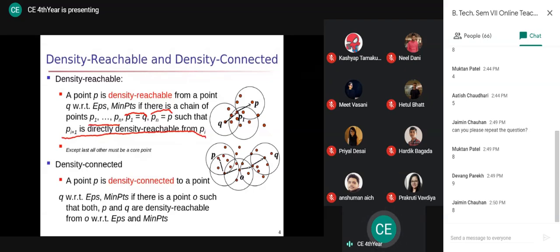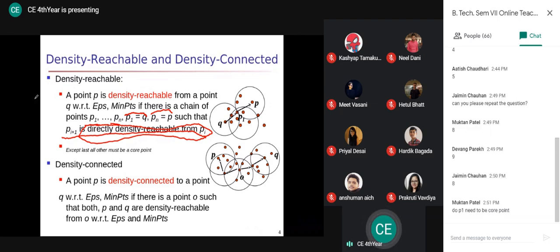Why? Due to this last line, which says that P of i plus 1 must be directly density reachable from Pi. And we know that directly density reachable applies whenever it's a core point. Is it clear or is there any confusion in this definition of density reachable? So this is a relaxed criteria compared to directly density reachable. Yes, not only P1, starting from Q, P1, P2, P3 up to all others, except the last point, that is P.